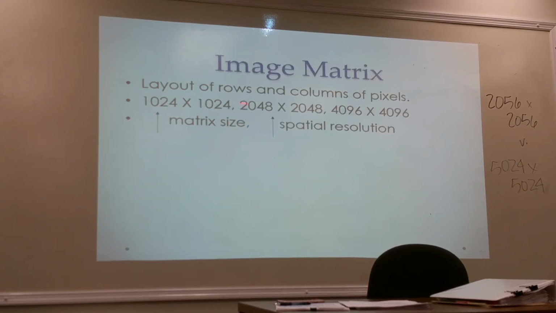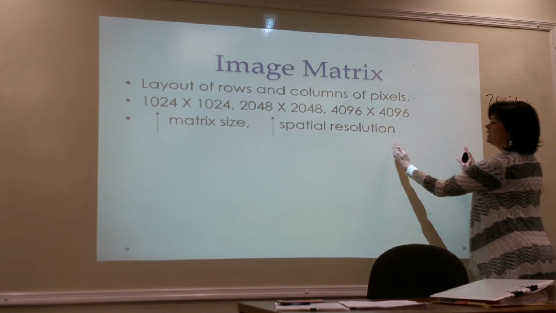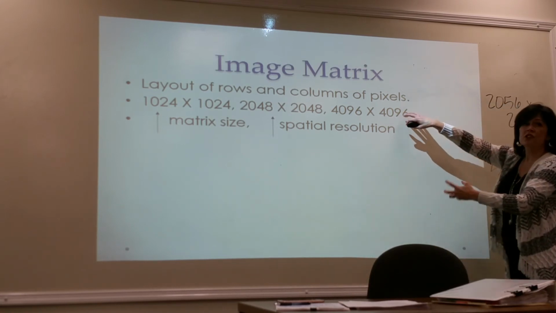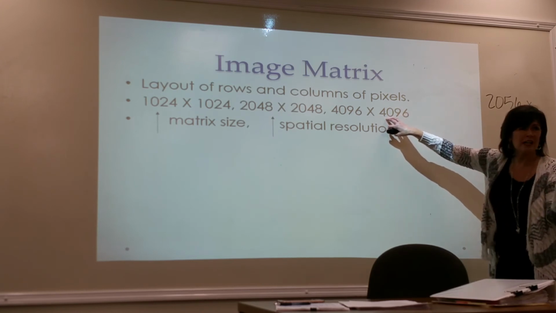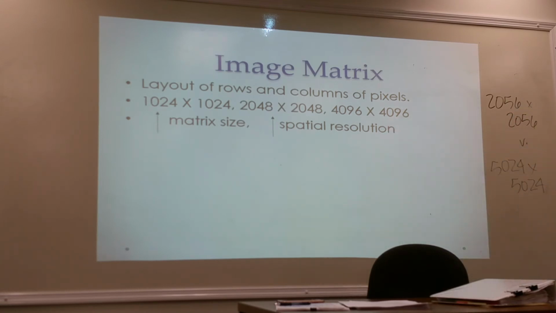So here are some image matrix sizes. I was a little off on that, but anyway, the larger the pixel size, the better the resolution. And that's what I mean by the size. Again, the detector size does not change. It's just the number of pixels crammed into it. So as you get more pixels, what happens to the physical size of those pixels? They get smaller. So hopefully that makes sense, and it's a real easy concept once you realize what we mean by size.